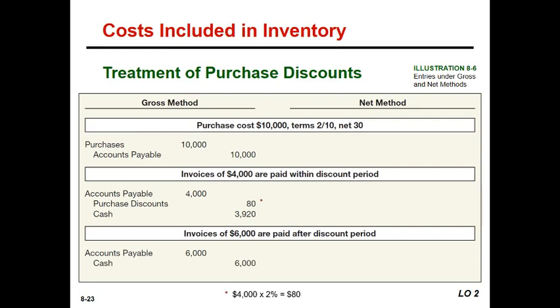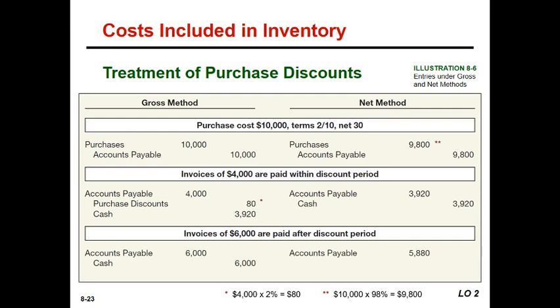Now, the net method makes the presupposition that we will take advantage of all discounts at the point of inception. So our purchases are actually going to be recognized at $9,800. This is net of the discount. The discount of 2% of $10,000 is $200. So our accounts payable is going to be represented at $9,800. When we pay the $3,920, it is already recognized that we have taken the discount.